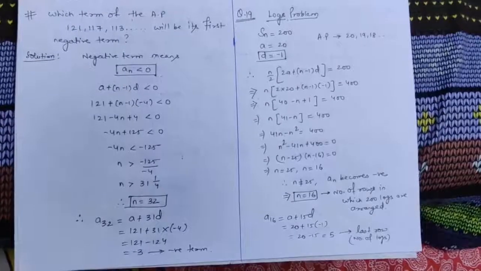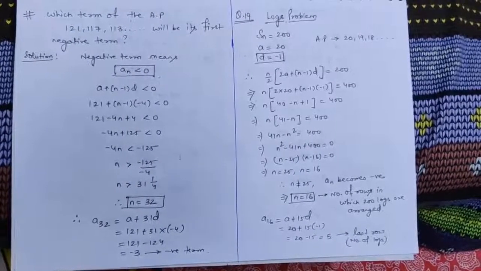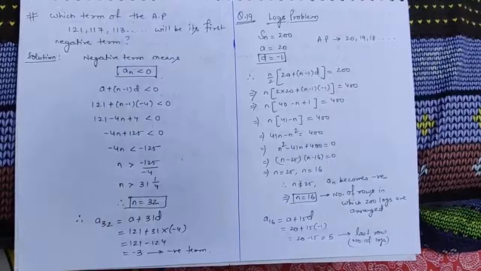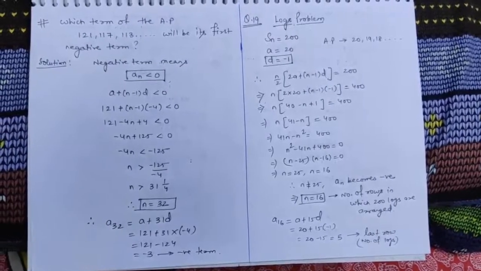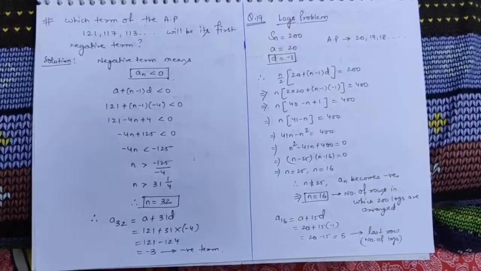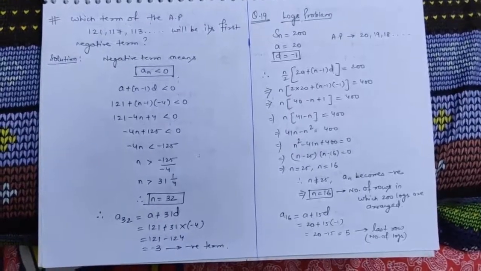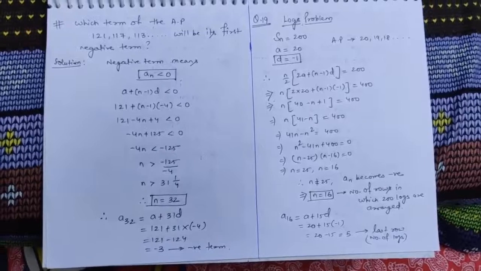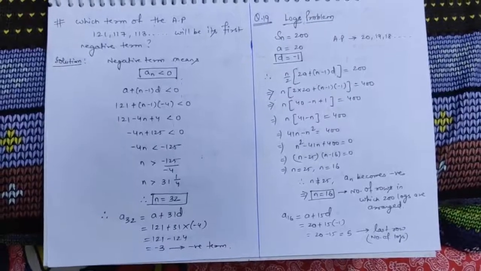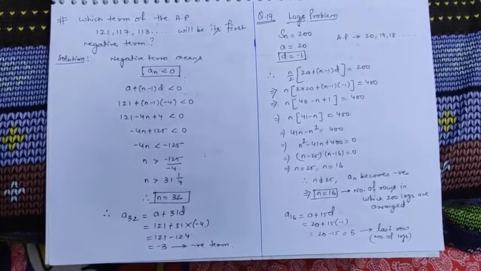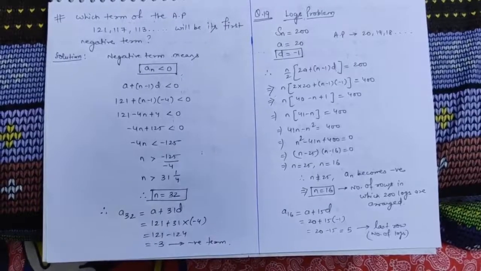Now we will see one very important problem, which is the optional problem of this chapter. Which term of the AP 121, 117, 113 will be the first negative term? Please listen to this question and see this question very carefully. Negative term, we have to calculate which term is the first negative term.